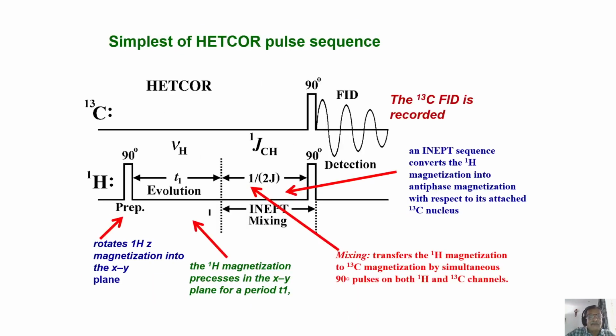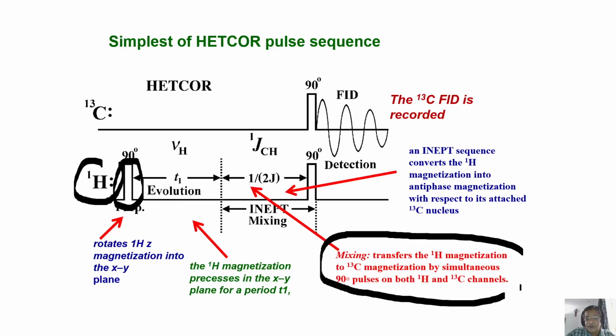This is the HETCOR sequence, a very simple pulse sequence. You apply a 90-degree pulse on proton. This is a preparation period. You allow it to evolve for a time t1, and in between, of course, you can also put in inert polarization mixing so that polarization can be enhanced here also. And then here a 90-degree pulse brings the magnetization to the XY plane. In the t1 period, H1 magnetization precesses in the XY plane for a time t1.